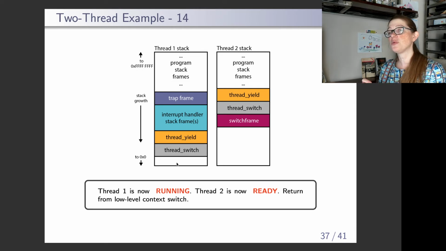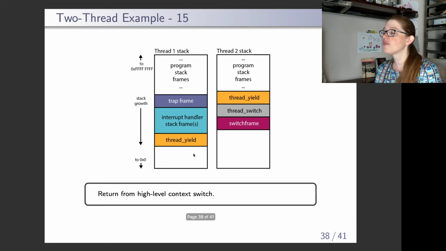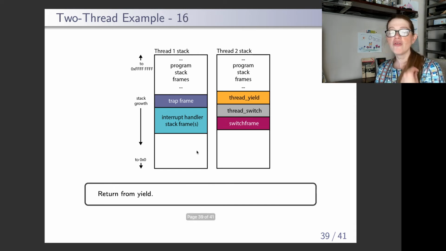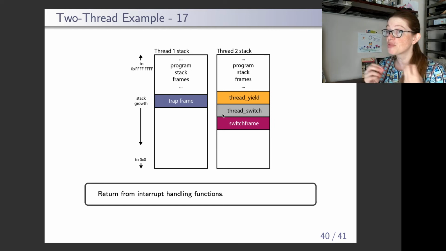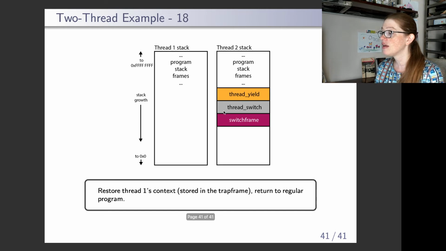It's going to return from its previous context switch. So we are going to return from the thread switch, thread yield. We very quickly return to the interrupt handler from where we were interrupted previously. It just returns. We now restore the trap frame back onto the CPU, which actually stores what the thread was doing prior to it being preempted. And now thread 1 goes back to running.